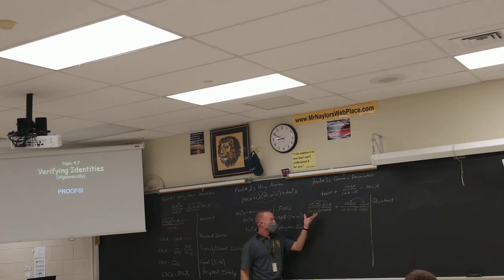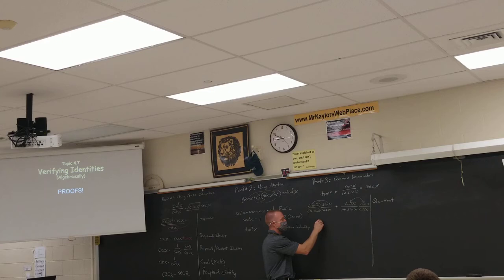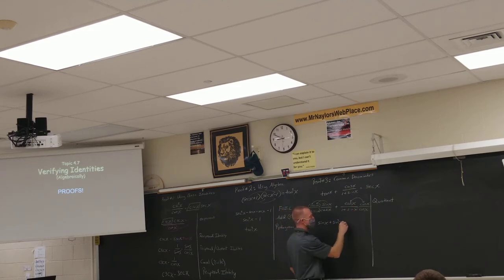So we're going to do the distributive property. We're going to kind of make this get a little bigger. Okay, be willing to do it. Sine times 1, it's sine. Sine times sine is sine squared. And then over here, cosine times cosine is cosine squared.